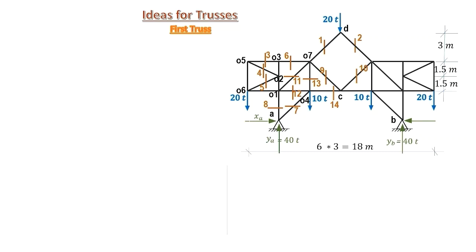Welcome back to our course on trusses. Let us have a truss that combines many ideas of previous lectures, and let us pass through it to master truss analysis. We have our first truss here: 20 tons external load on D, 20 tons on joint O6, 10 tons on joint O4, and the truss is symmetric.